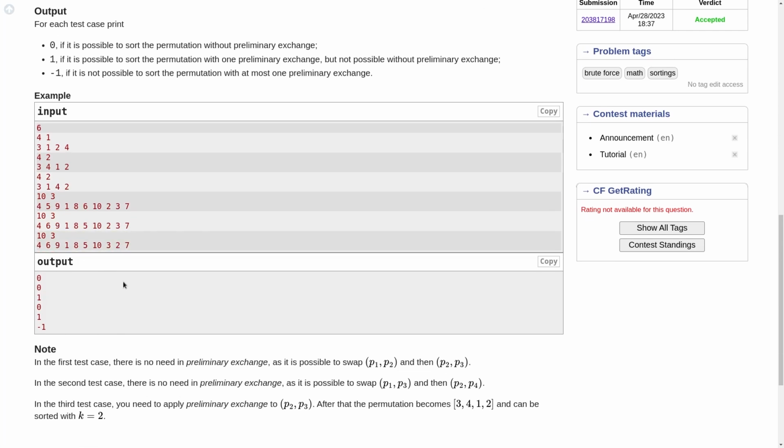Now how do we actually solve this problem? Let us have a look at this now. So I am just copying these sample test cases.